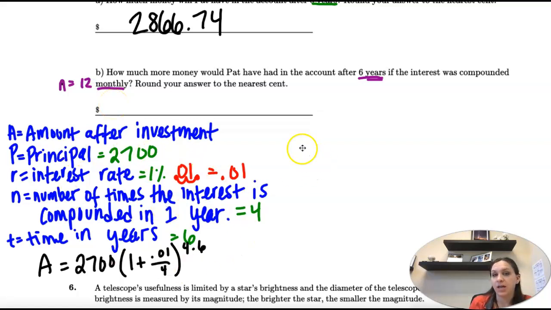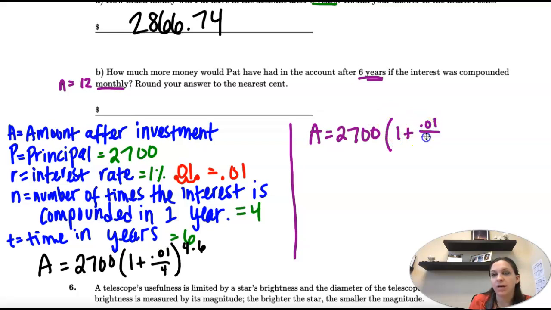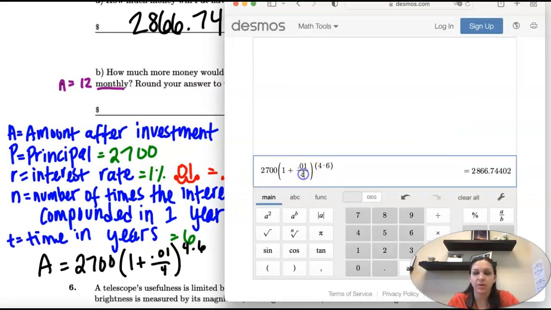So we're going to do this whole thing again, except now n equals 12. So we still have 2700, 1 plus 0.01, but now n is 12. So 12 times 6. And I'm just going to go change my 4s to 12s. 2866.89. Okay, we're rounding. So that's 7.